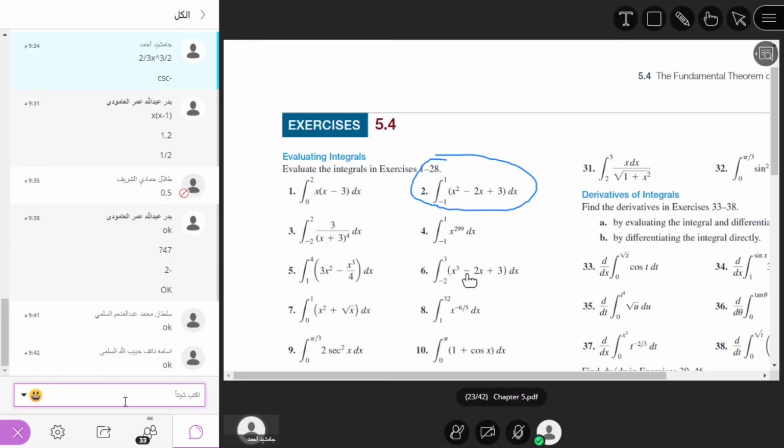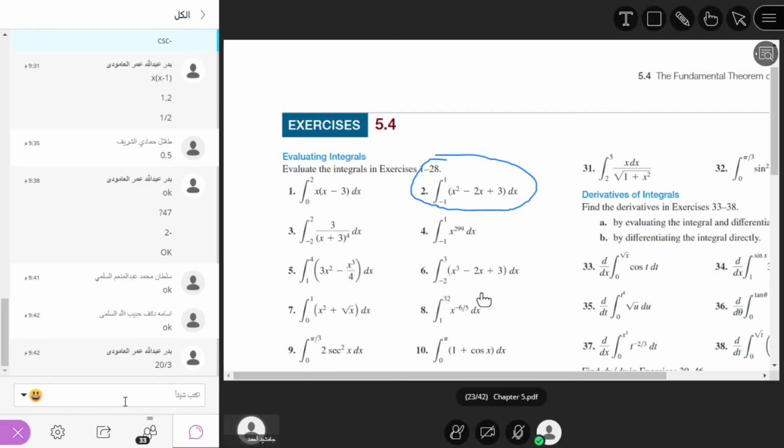First, what is the antiderivative of the function? Simple. What is the antiderivative of x square? X power 3 divided by 3. Okay, but my question is, what is the antiderivative of the function? What is the antiderivative of 2? What is the antiderivative of 3? So what is the antiderivative of x square?